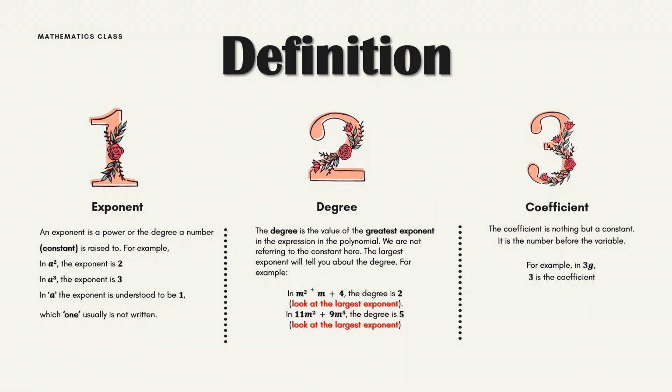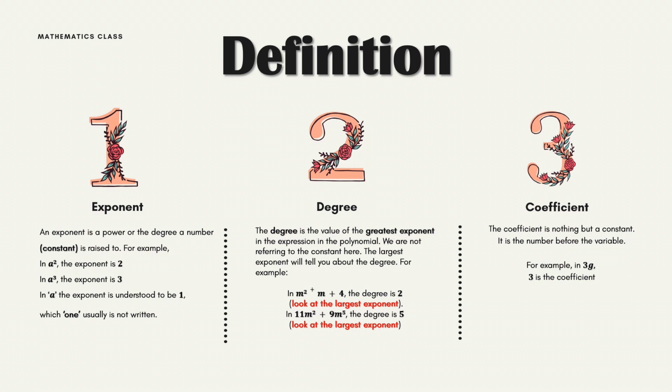While the degree is the value of the greatest exponent in the polynomial. We are not referring to the constant here. The largest exponent will tell you about the degree. For example, in m to the power of 2 plus m plus 4, the degree is 2. Look at the largest exponent. In 11m to the power of 2 plus 9m to the power of 5, the degree is 5. Look at the largest exponent also.